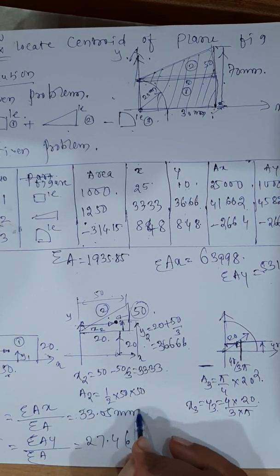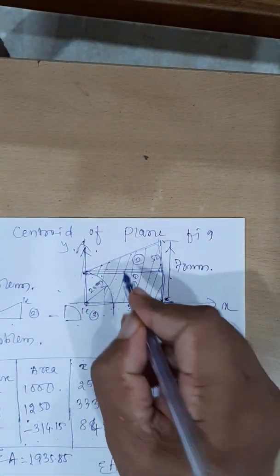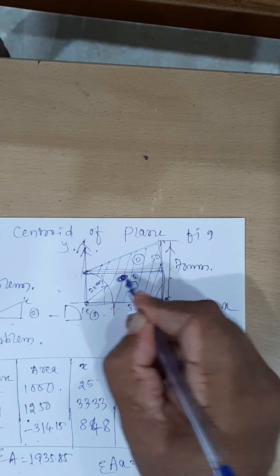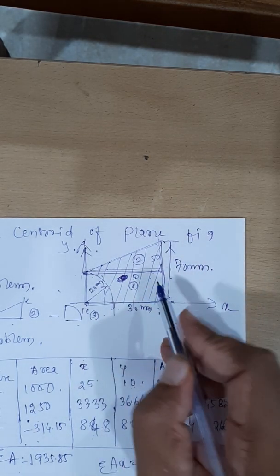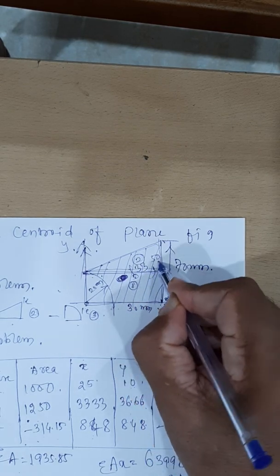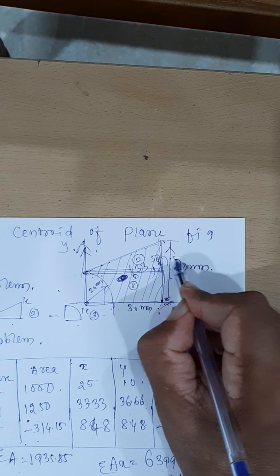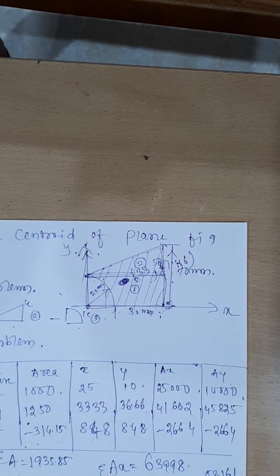33.05 mm. Yes, finally, what is the conclusion? The center of gravity of this figure is located somewhere here. Its coordinates from the reference axis are x is 33.05 and y is 27.46. Yes, we shall continue with a few more problems in the next class. Thank you, friends.